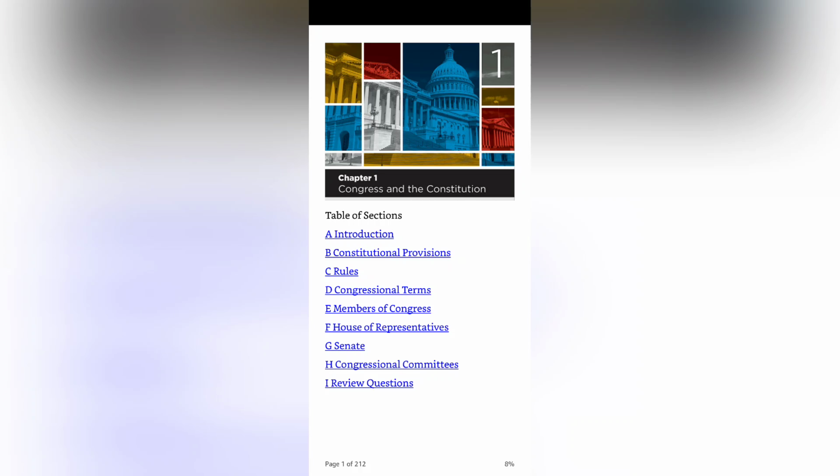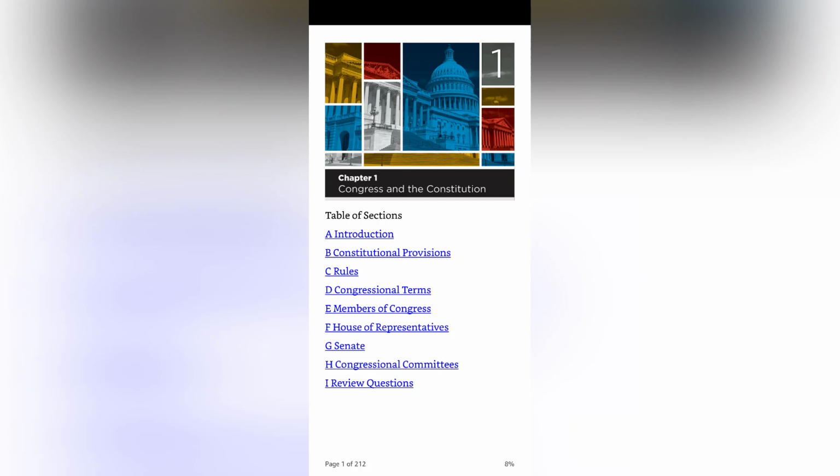Section E, Members of Congress. The Constitution stipulates in Article 1, Section 2, that the House of Representatives must have at least one representative from each state. Further, it provides that members of the House serve 2-year terms, must be at least 25 years old, have been an American citizen for at least 7 years, and must reside in the state, although not necessarily the district, from which they are elected.